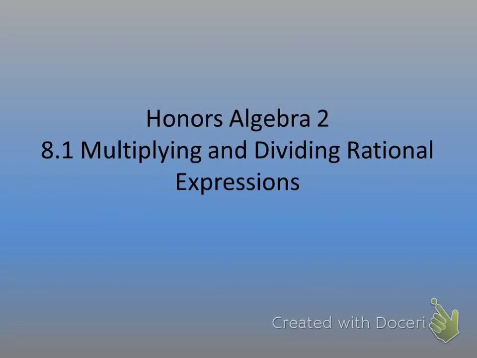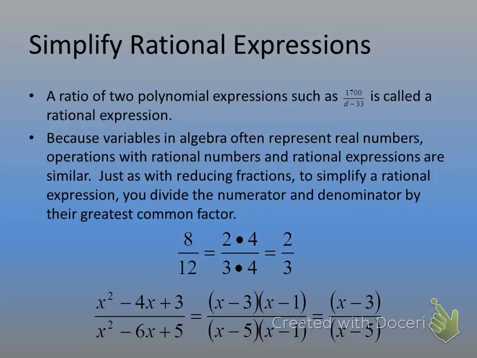Alright guys, this video is for 8.1, multiplying and dividing rational expressions. So let's see here. A ratio, simplifying rational expressions. It's a ratio of two polynomial expressions, such as 1700 over d minus 33. That's the example they put in the book, so it's the example I put up here. It's called a rational expression. Basically, it's a fraction with more than just numbers in it.